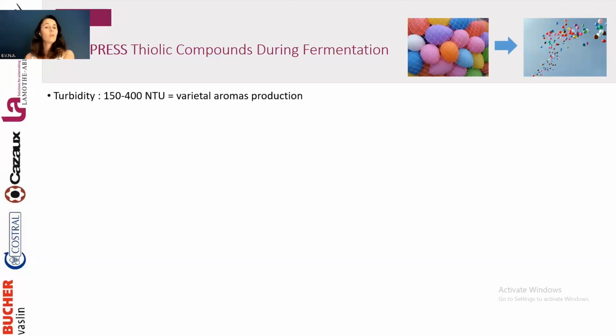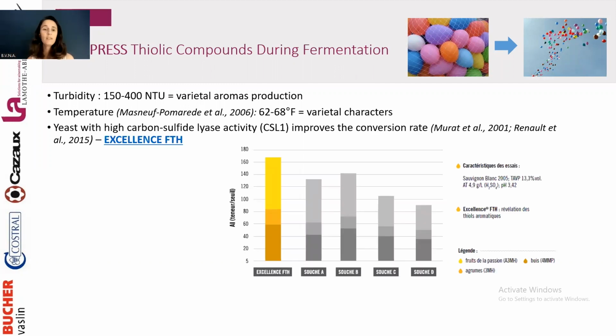How do we do this during fermentation? We can improve it with higher turbidity, to have even more thiolic precursors, because they are attached to solids. If we ferment at a higher temperature, 62 to 68, we have better enzymatic activity of the yeast, which will improve the release and expression of these thiolic compounds. Choose a yeast that has a high carbon sulfur lyase activity, so we improve our conversion rate. In our portfolio, the Excellence FTH, but also the Excellence TXL, are two great yeasts to produce thiols.